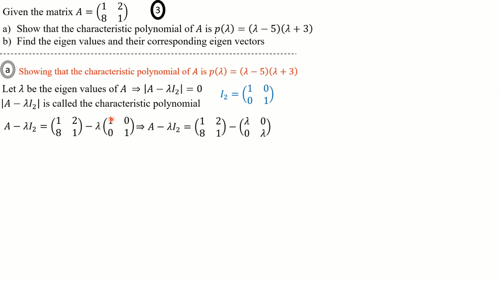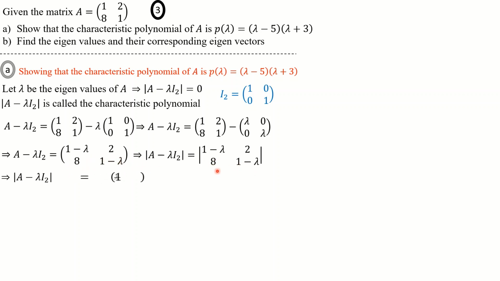Now this is a scalar, so I just multiply it with the entries of my identity matrix. I get this. Now since I'm subtracting two matrices and they have the same order, I'm just going to subtract their entries. So I get 1 minus lambda here, 2 minus 0, 8 minus 0, and 1 minus lambda. So the determinant is the determinant of this 2 by 2 matrix. You just take the product of the elements in the leading diagonal minus the product of the elements in the non-leading diagonal, and you get this expression.